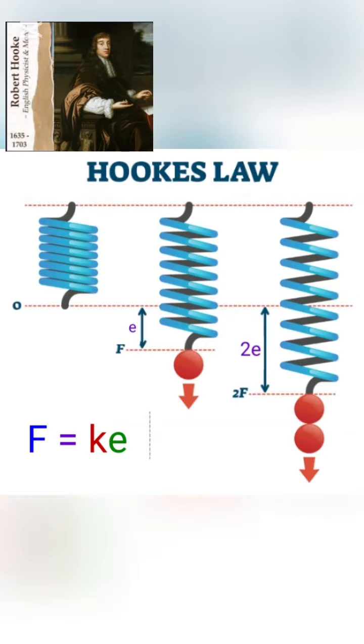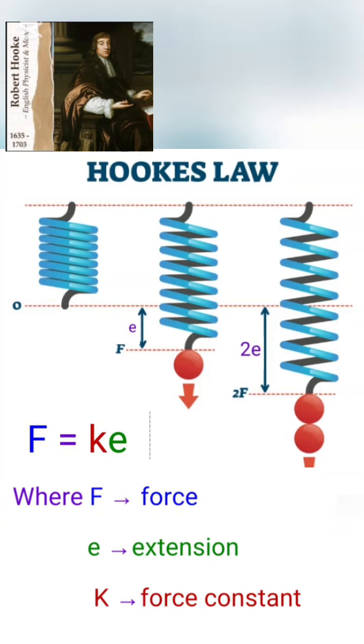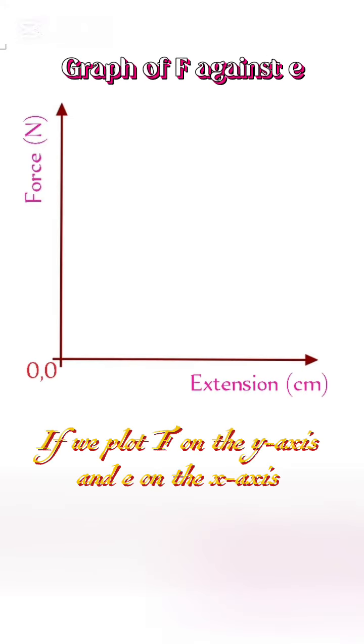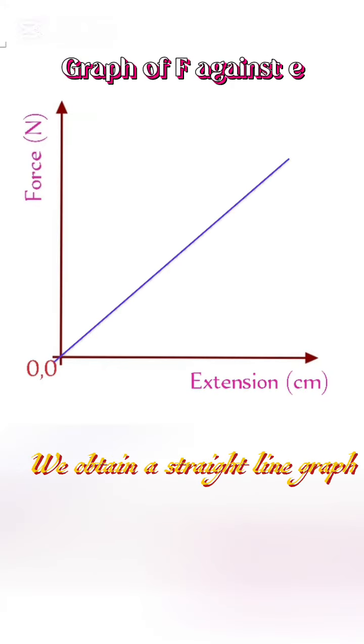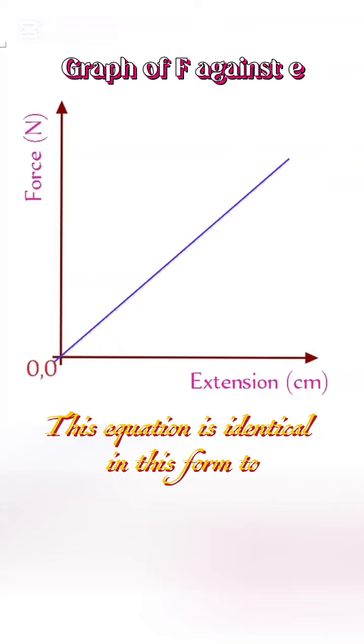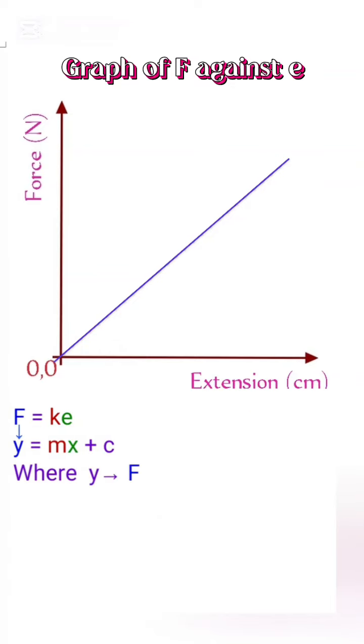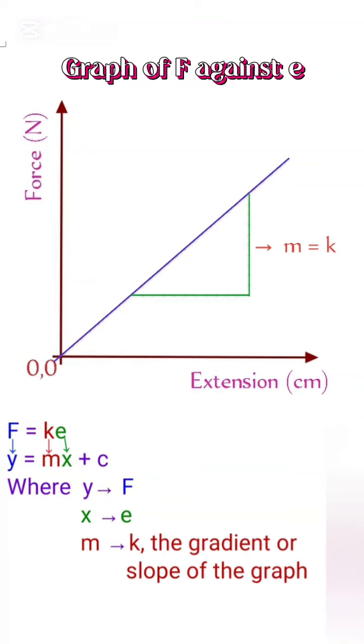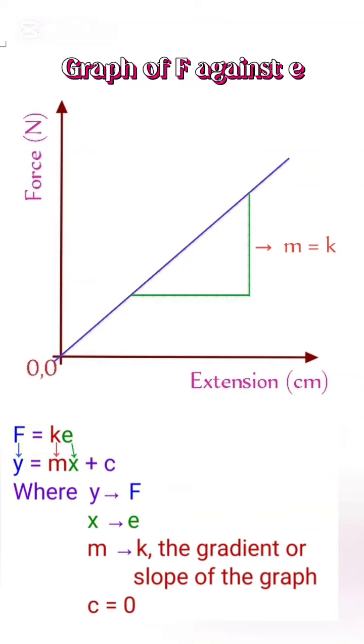F = ke from Hooke's law, where F is the force, e is the extension, and k is the force constant. If we plot F on the y-axis and e on the x-axis, we obtain a straight line graph. This equation is identical in form to y = mx + c. F = ke, where y = F, x = e, m = k, the gradient or slope of the graph, and c = 0.